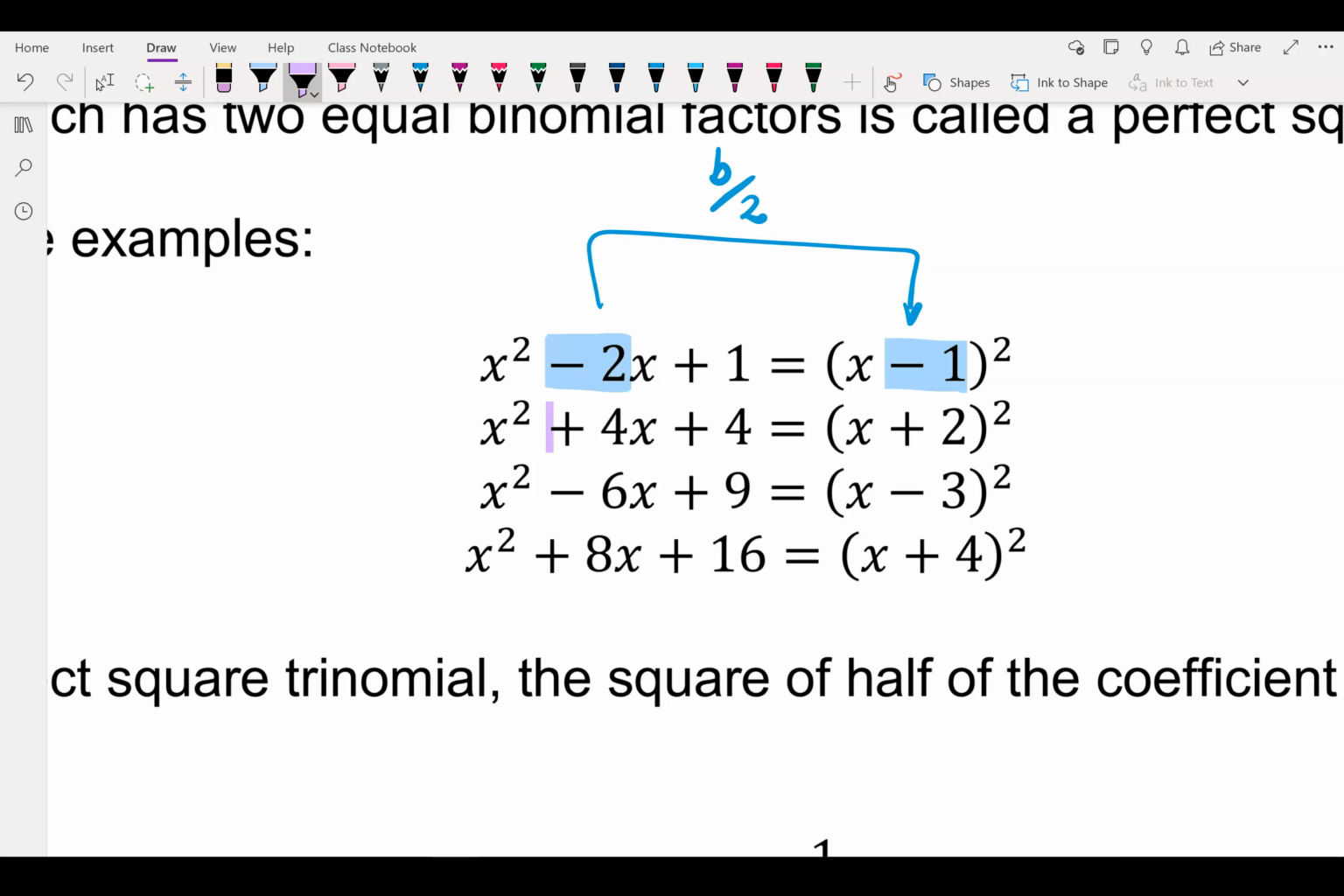Let's look at the same thing here. +4 is our b value. Divide it by 2. You get +2. If you factor this whole thing out, you're going to get x plus 2 and x plus 2 as well. Then -6, -3. And finally, +8 and +4.